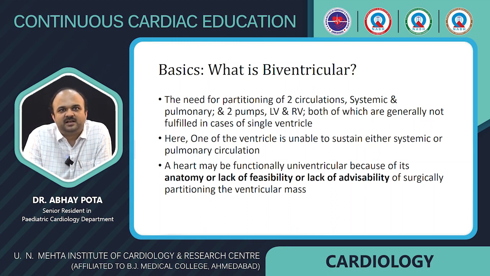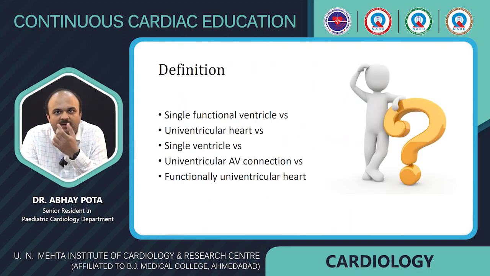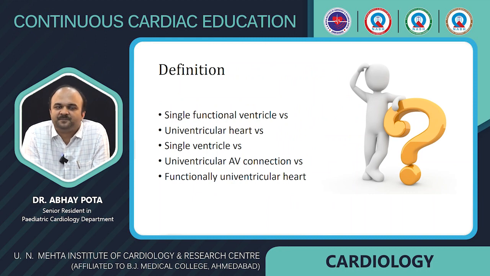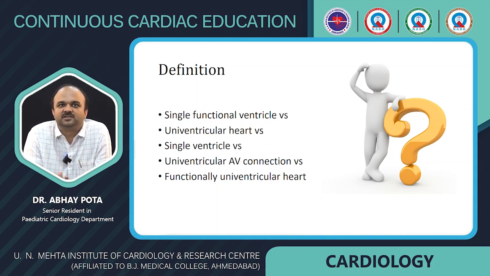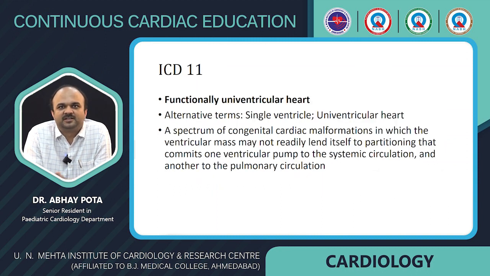A heart may be functionally univentricular because of its anatomy or lack of feasibility or lack of advisability of surgically partitioning the ventricular mass. So now there are a plethora of terms indicating more or less the same thing. Multiple terms are there like single functional ventricle, univentricular heart, single ventricle, univentricular AV connection, or functionally univentricular heart. So what is the definition of single ventricle?